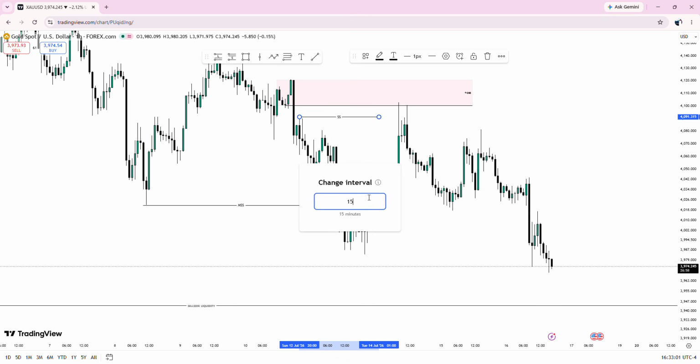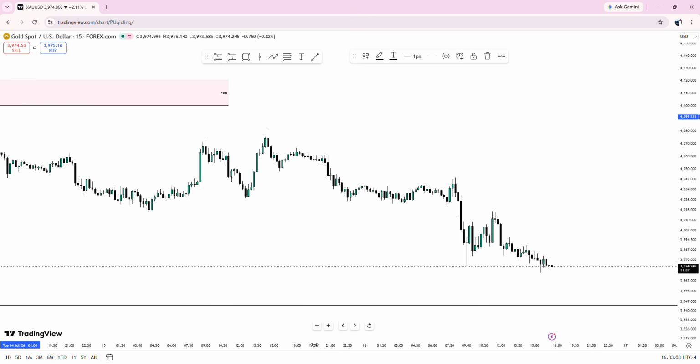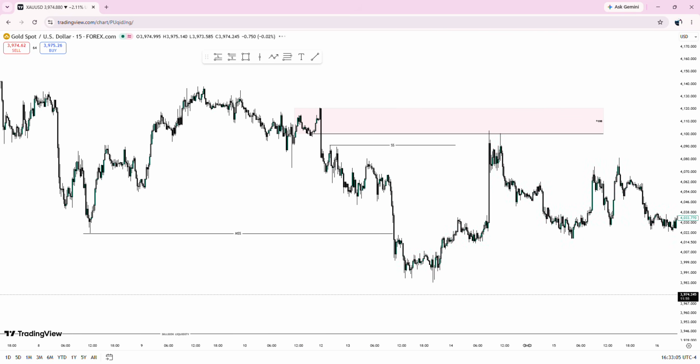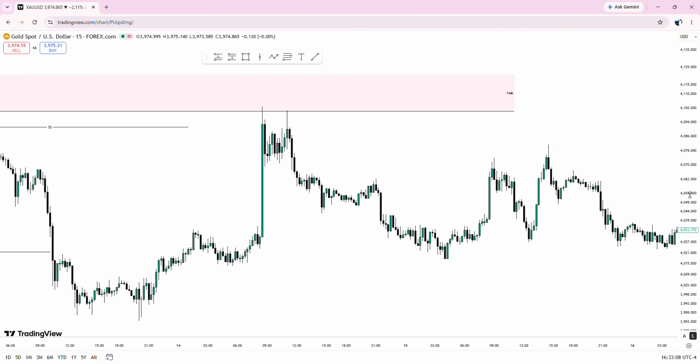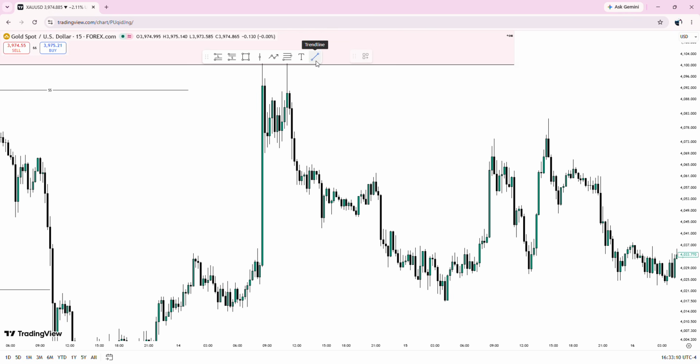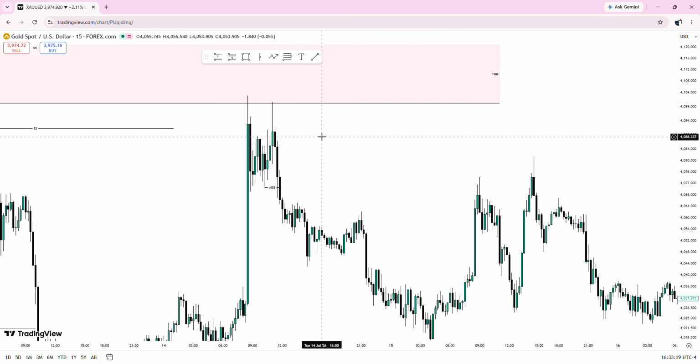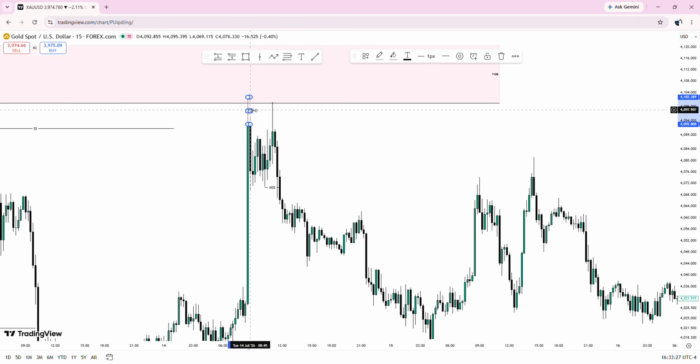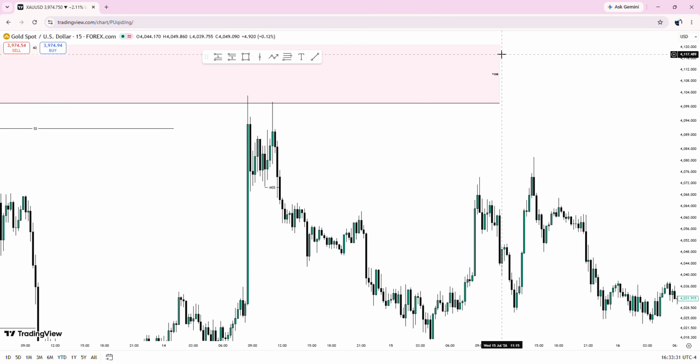So I'm going to drop to 15 minutes for this case. On 15 minutes, I'm looking for a very clean shift in market structure. For this case, my shift in market structure is here, this one. The reason this is a shift in market structure is because after the sweep to the upside, this particular level here is a rejection block. Now, we can't mark everything in the charts. Our charts are going to be insane.